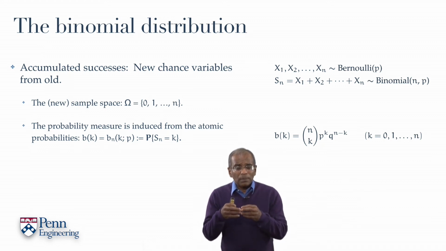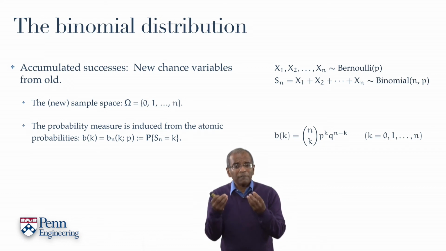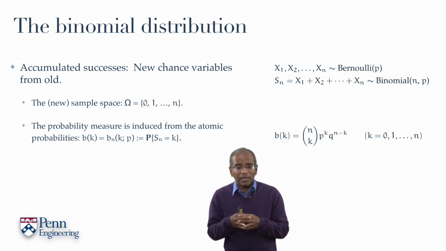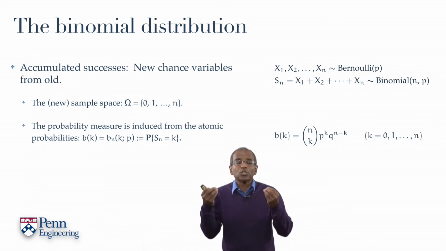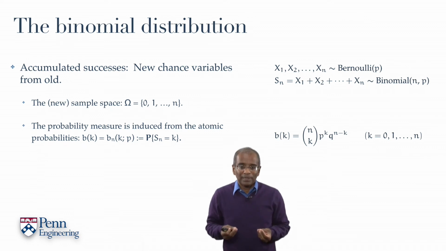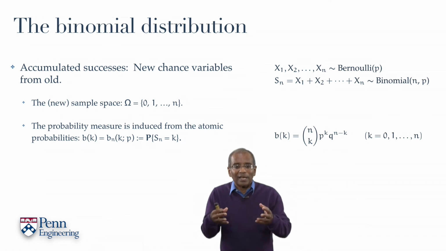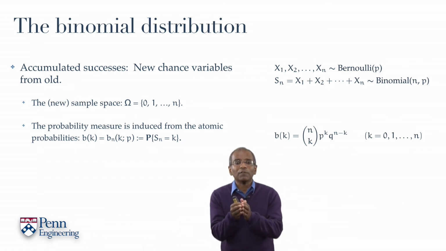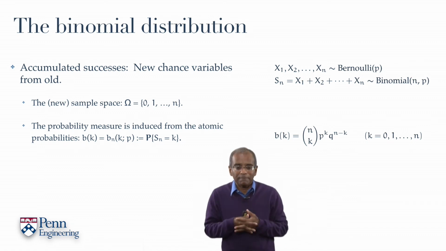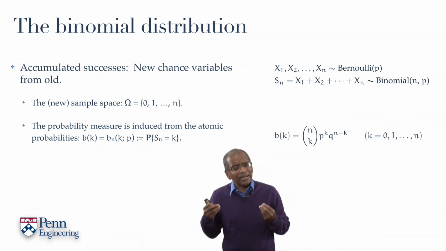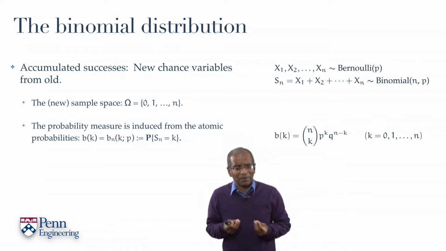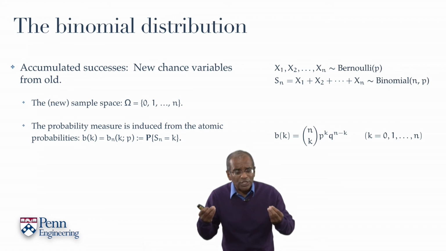After all, the B of k, as k varies between 0 and n, is purportedly an atomic mass function. And of course, this engenders a probability measure on the underlying space, which now I can think of as just the numbers from 0 through n. Is this in fact a bona fide mass function? Have we done our calculations correctly?